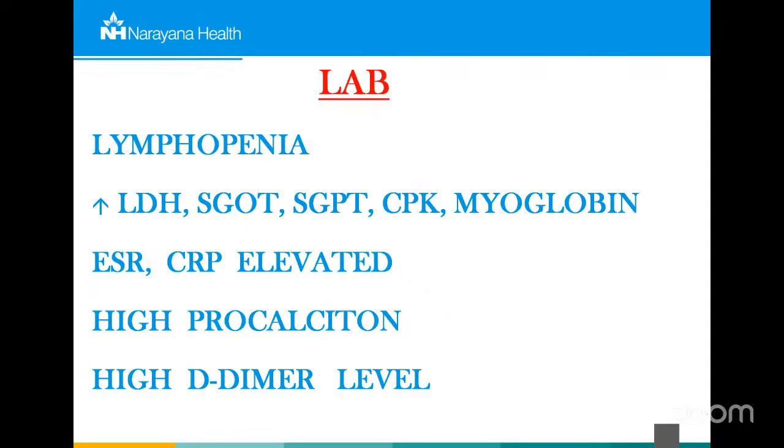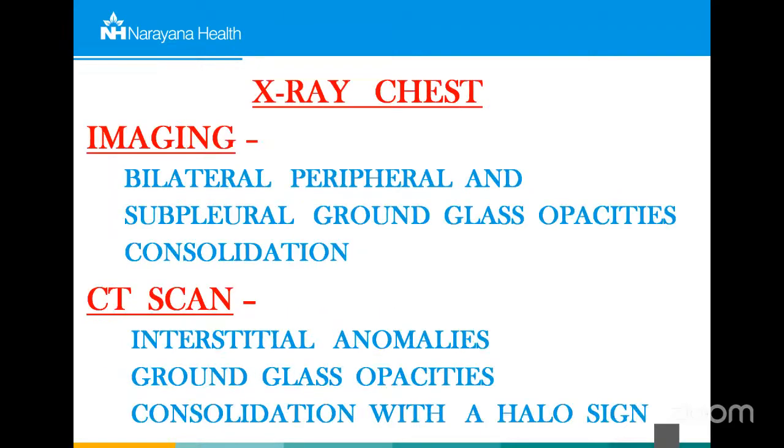A lymphopenia, a rise in the liver enzymes, a very high CPK, myoglobin, that is myositis, a CRP, ESR, high procalcitonin, and a high D-dimer. Again, D-dimer is not something that we should do all the time. This is again a hospital investigation once a child is admitted. But it is mentioned here.